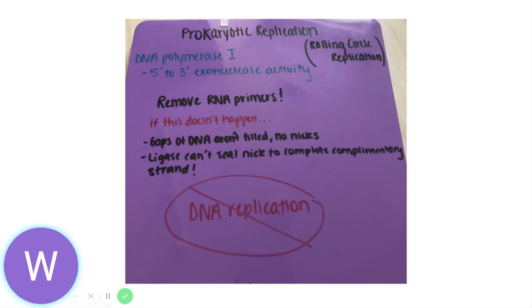So to answer the question of what would happen if DNA polymerase did not perform its exonuclease activity in the 5' to 3' direction, it would mean that the DNA polymerase 1 did not remove the RNA primers from the sequence. Therefore, it was not replaced with any complementary DNA, which cannot be filled with ligase to perform a complete complementary strand. This means that DNA replication would not finish completely or properly and could result in serious mutations in the future.